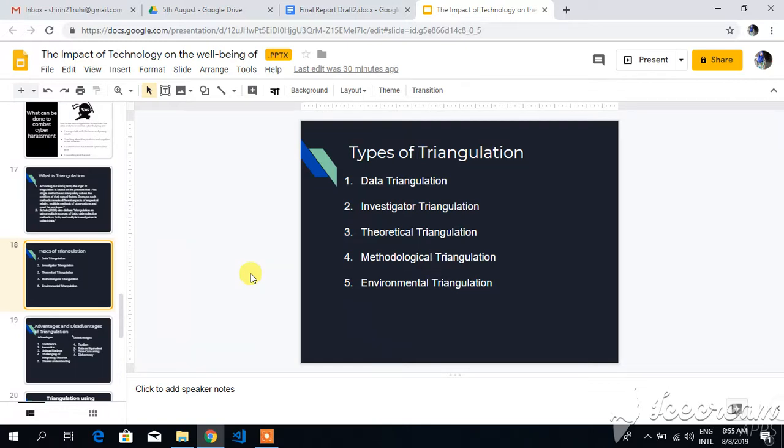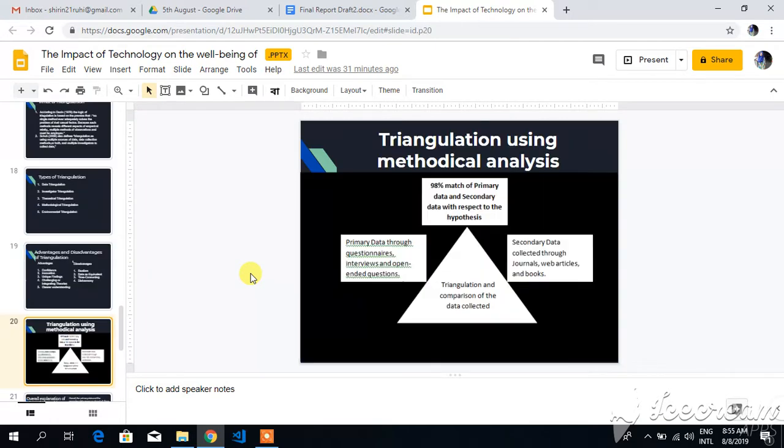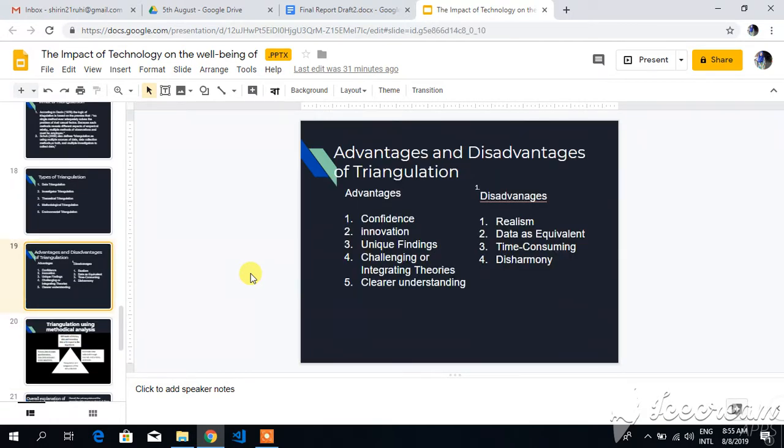So moving forward, let us look at the advantages and disadvantages of triangulation. Now triangulation does have a lot of advantages, but we also should not avoid the disadvantages that it has. Let me start with the advantages.